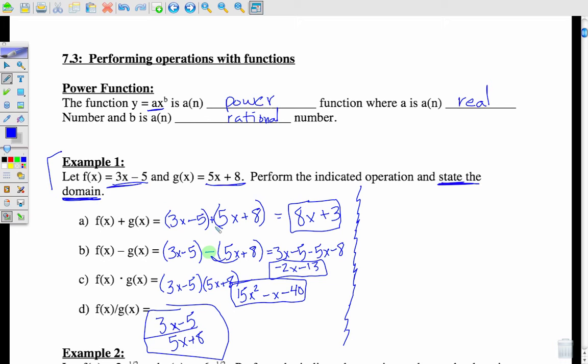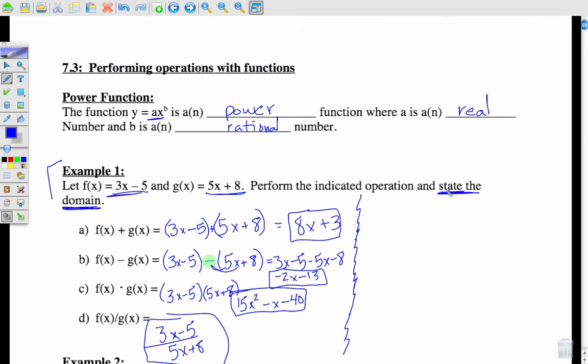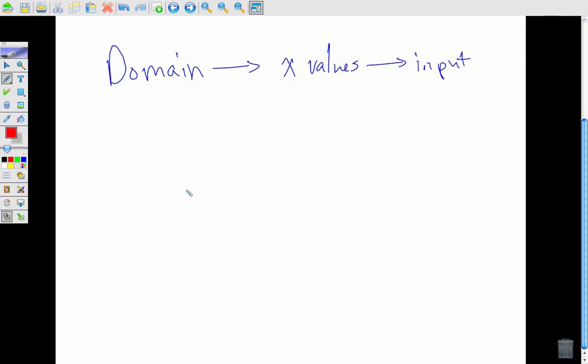All right, let's have this discussion on domain. Domain, if you remember back from chapter 1, is, I'm going to write it over here, your x values. Or a lot of times we also call this the input. So when it says, back here in the directions, to state the domain, it is just asking you what numbers could you plug in for x in any of these given equations. What numbers would work for x and you wouldn't do anything illegal?